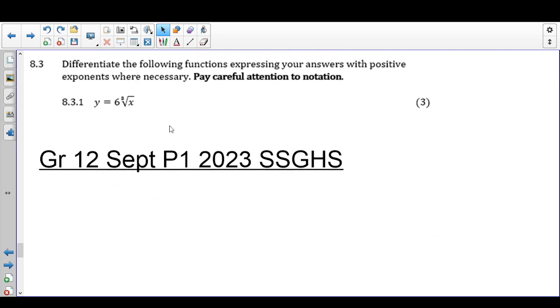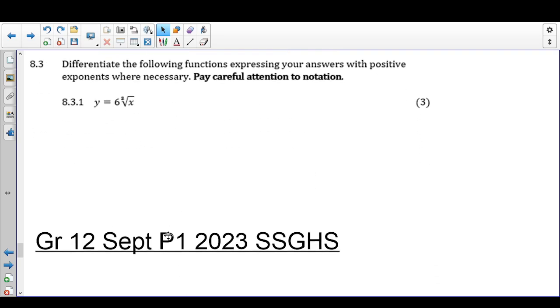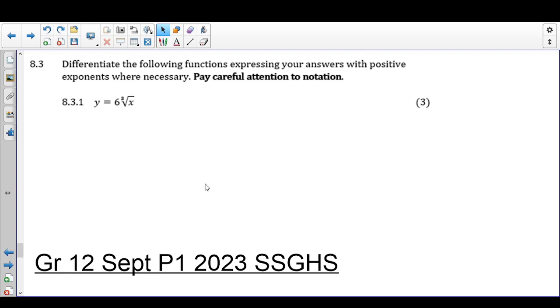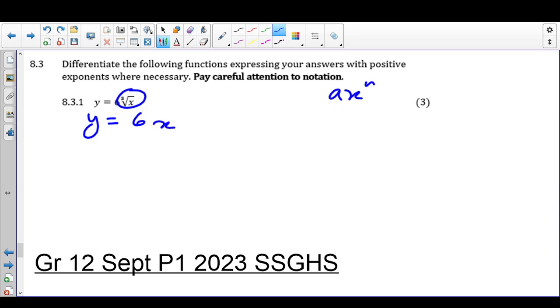In 8.3, it says differentiate the following functions, expressing your answer with positive exponents when necessary. Pay careful attention to notation. Okay, so firstly we need to get it in the form of a times x raised to the n. As you can see, the first one is not in that form. So I need to write that in the exponential form. So it's 6x. There's a 1 there, of course, on the x, so it's 1 over 3.